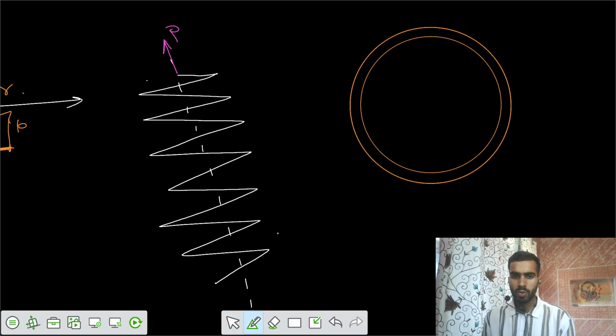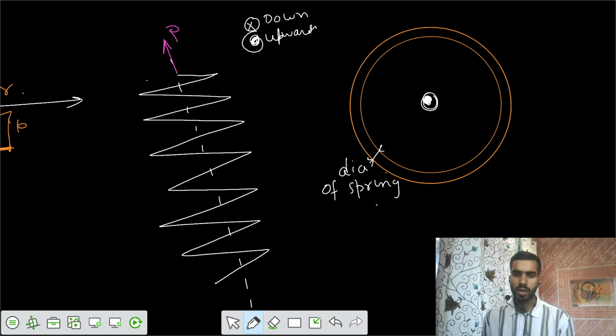Now you are applying load in the upward direction. So this is the downward load, and this one is the upward load. So you apply the load of P upwards on the center, and there is some diameter D. This is the diameter of the spring, let's call it small d. And you are applying a load. What is happening to this diameter of the spring? What's happening to this spring?